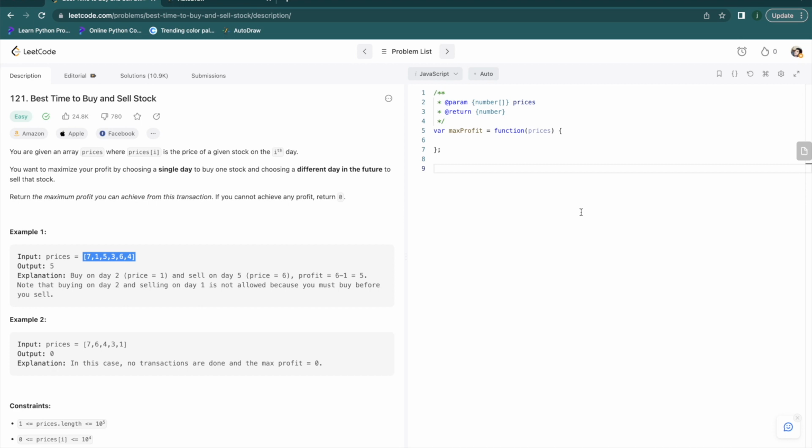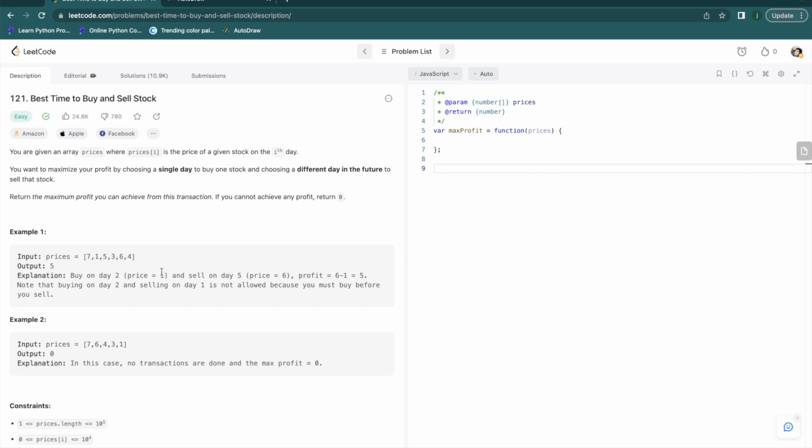In this video, we are looking at problem number 121. Let's try and understand the problem statement. Here you're given an array of prices or integers which represents the value of a stock on a particular day. So we need to come up with an algorithm which calculates the best time to buy and sell a stock and return the maximum profit that you could make within that window.